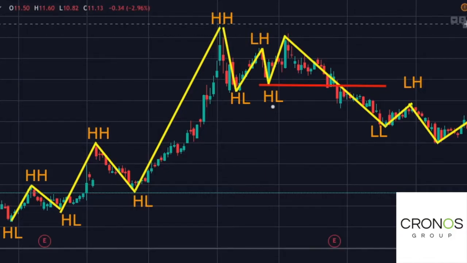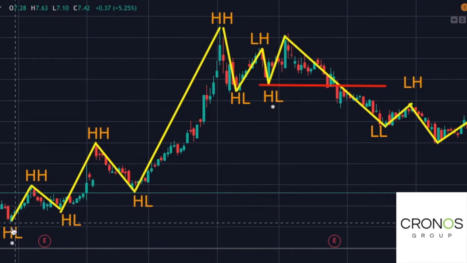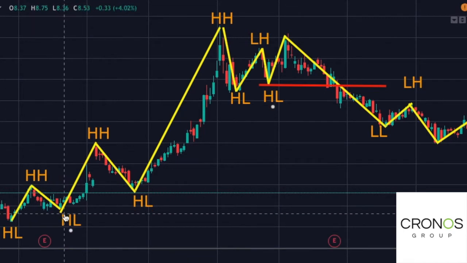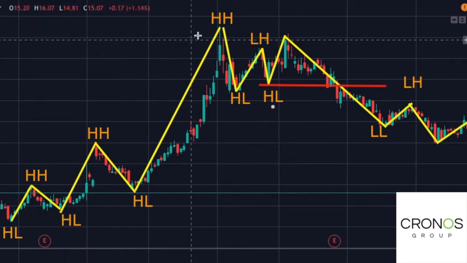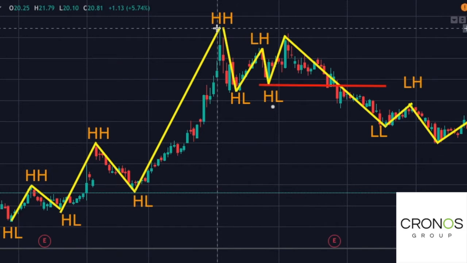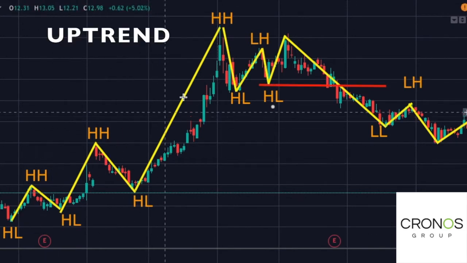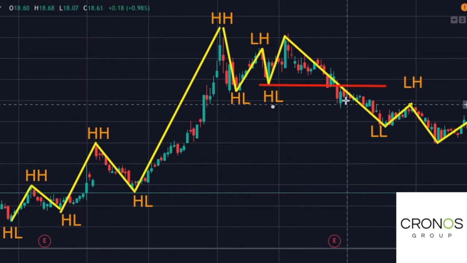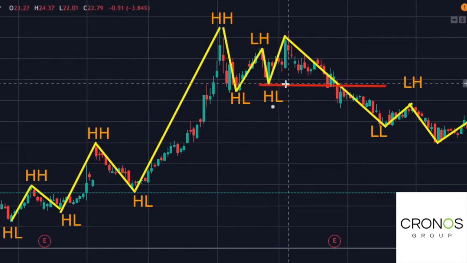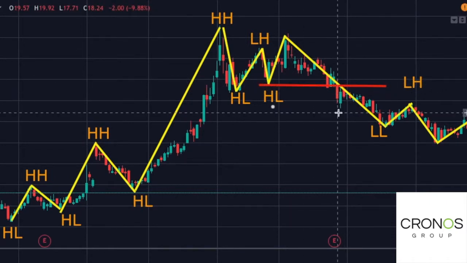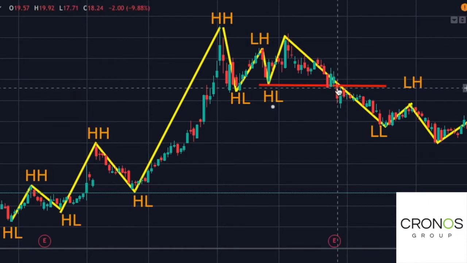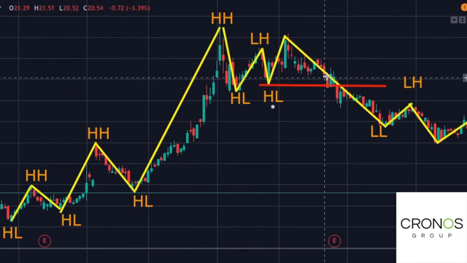So here is an example of Cron on the daily chart. Here's the low, here's the high, higher low, higher high, higher low, higher high. This is an exact definition of an uptrend. But what happened right over here? When we broke the previous swing low, we are no longer in an uptrend, but we are not in a downtrend yet. We are now in consolidation.